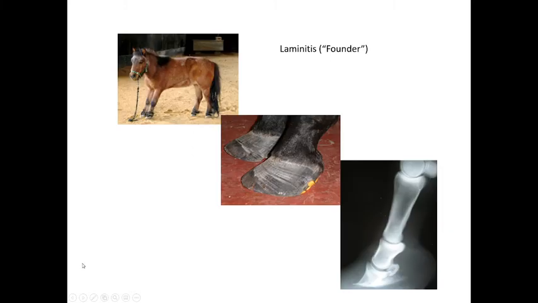Laminitis or founder, one of the most common diseases that we see. This is a typical stance of a horse that is foundering. They stand on their back legs because it typically affects their front legs first. Eventually, if it affects all four limbs, they won't be able to stand at all. Imagine if your feet were swollen and you had to wear shoes all the time, and your feet were so swollen in those shoes, you wouldn't be able to walk really well. And that's exactly what is happening.